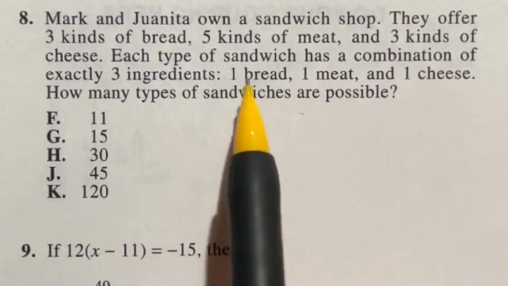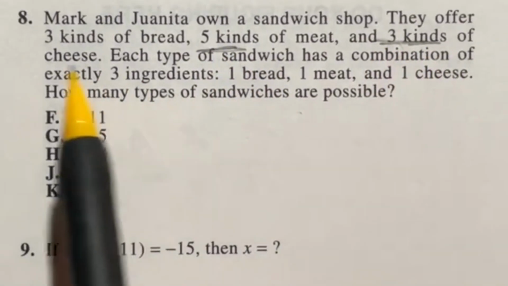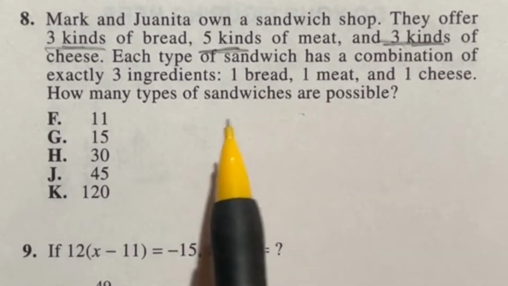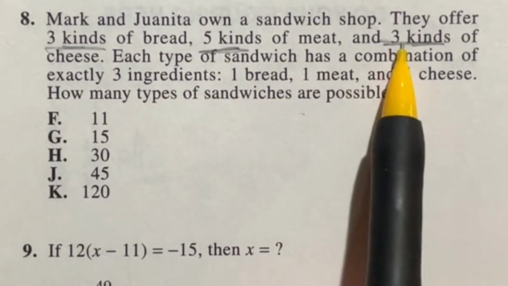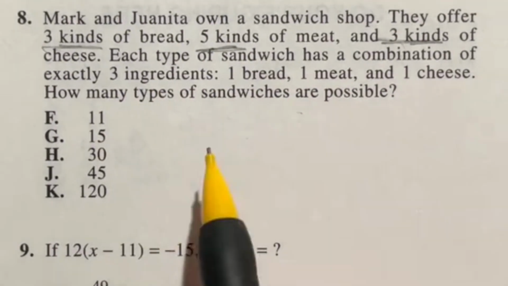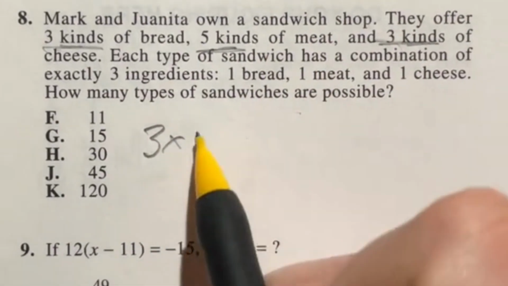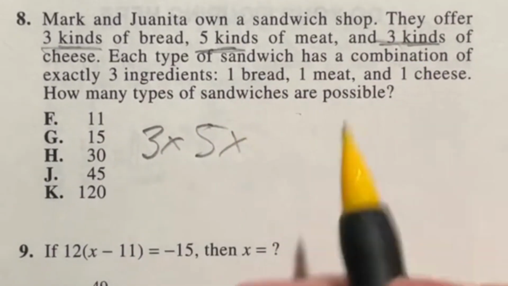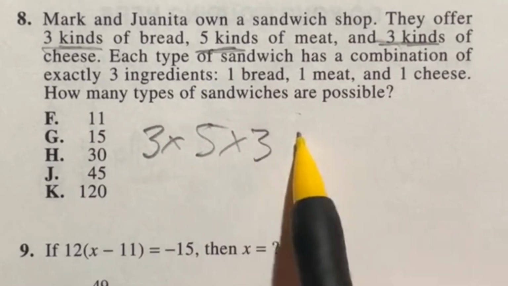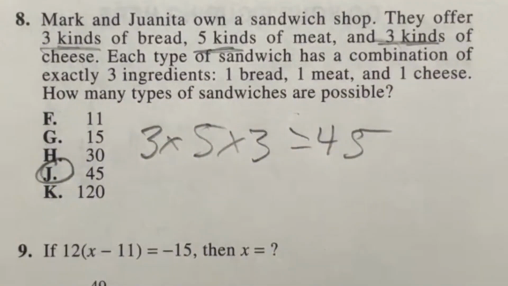Well, the fundamental counting principle says that if you have multiple options for several things, and you're only allowed to use one from each thing, then you can actually just multiply the number of options for each category together, and that will give you the total number of options that will work. So in this case, we have 3 kinds of bread, 5 kinds of meat, and 3 kinds of cheese. So we just have to do 3 times 5, which is going to give us 15, times another 3, which is going to give us 45 to get a final answer here, which is option J.